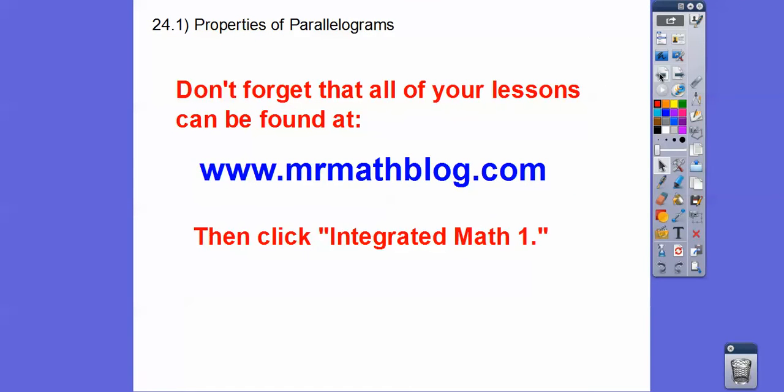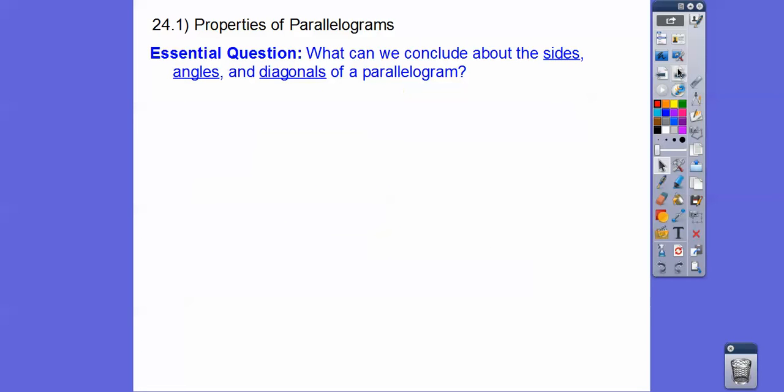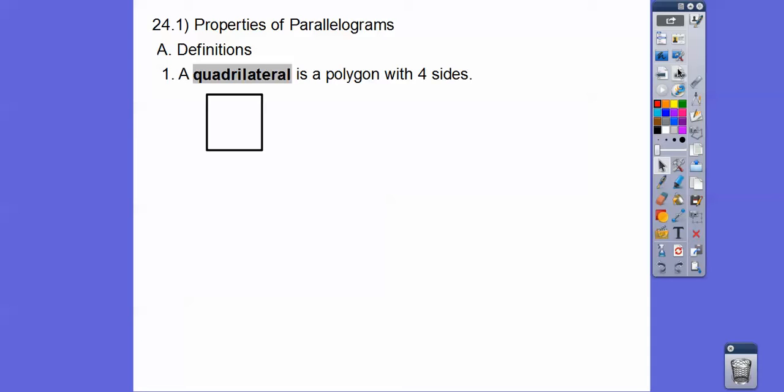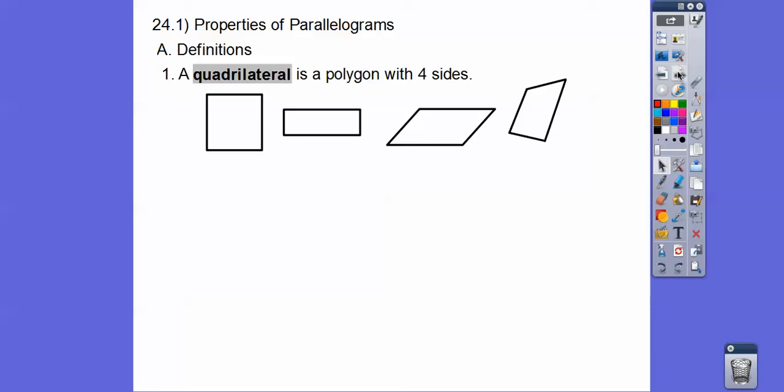Here's our essential question: what can we conclude about the sides, the angles, and the diagonals of a parallelogram? Okay, here are some definitions. You've heard of this one before. A quadrilateral is a polygon that has four sides. So any four-sided figure, like a square or a rectangle, is called a quadrilateral. That's what we're talking about today.